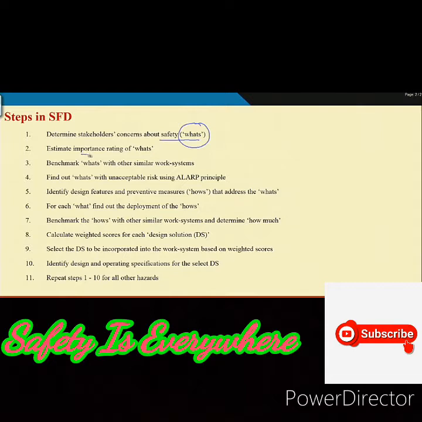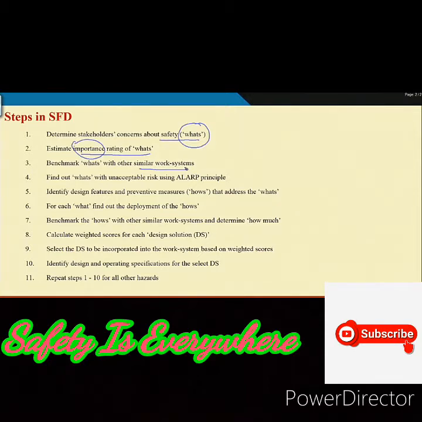Then estimate the importance rating of the whats, meaning what? The importance rating of the accident scenarios. You have seen the risk assessment. Every accident scenario has a risk, so that is the importance. Then benchmark the whats with similar work systems.